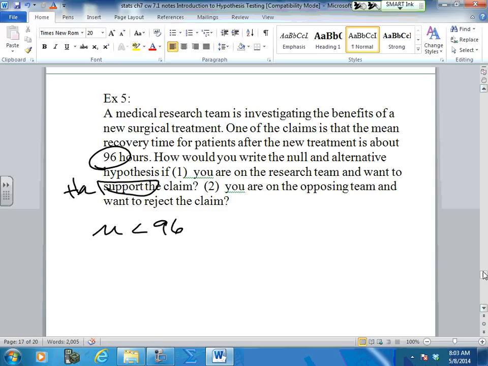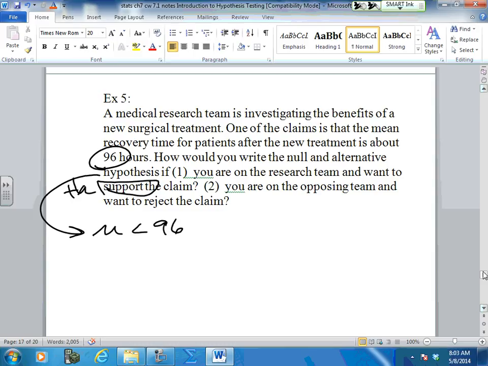Less than 96 hours. Isn't that what I said? You said not equal to. Okay. Taylor gave me the less than. So if you're on this medical research team, you're supporting this. You just developed this. You obviously make something so that your patients recover quickly.